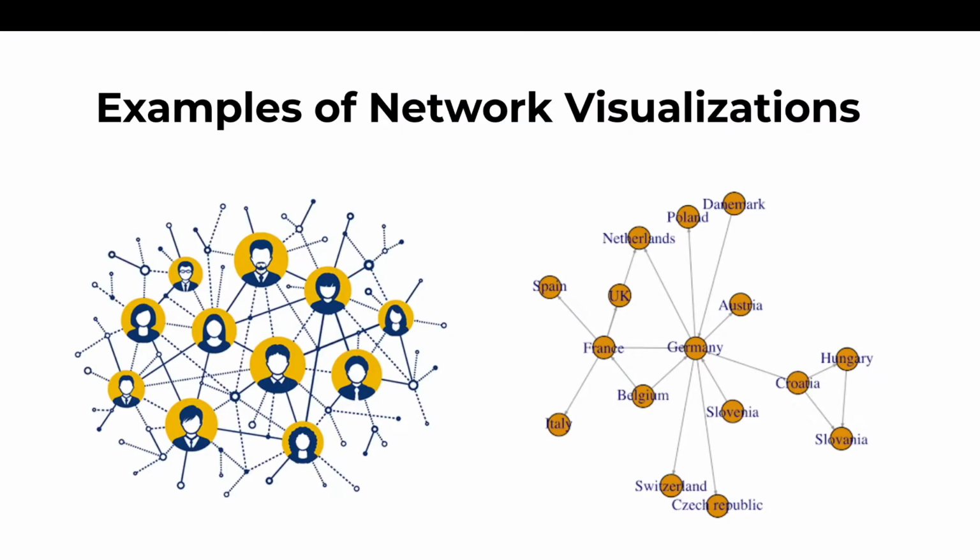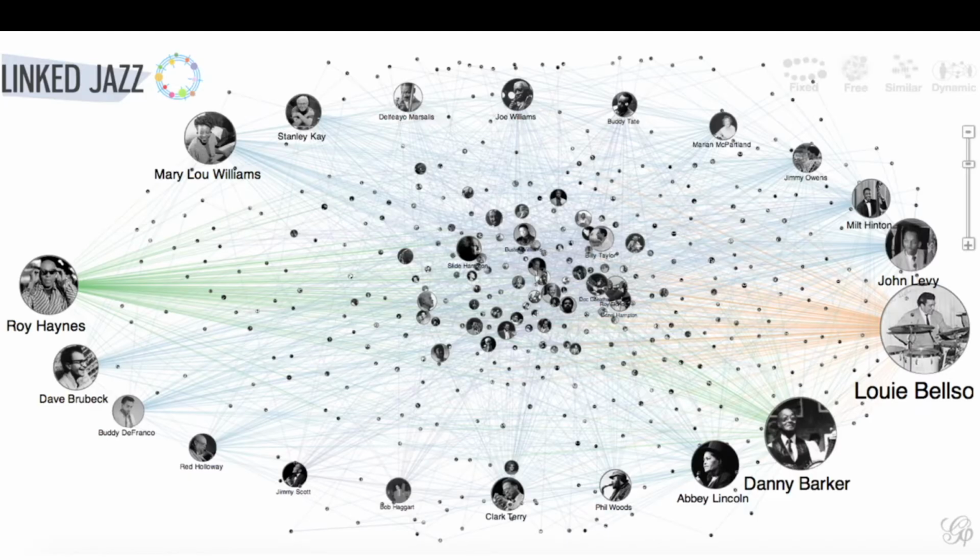Some can be easy to interpret. Others can be infinitely complex. This network graph is from Linked Jazz, a project dedicated to visualizing personal and professional relationships in the jazz community.